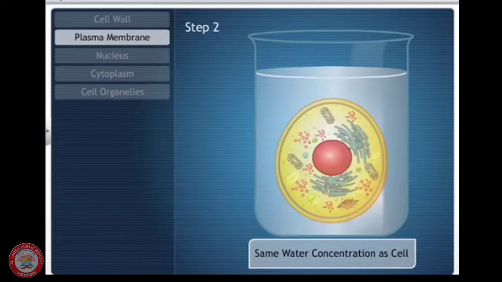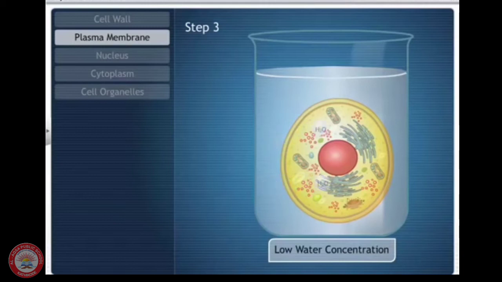In the second case, if the medium has exactly the same water concentration as the cell, there will be no net movement. That is, water crosses the cell membrane in both directions, but the amount going in is same as the amount going out. So there is no overall movement of water. Such type of solution is called isotonic solution.